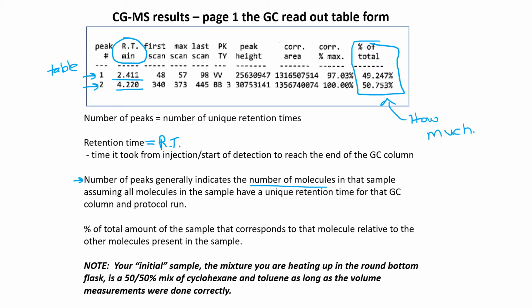So if I look at this, I've got 49.247% of whatever this molecule is that has a retention time of 2.411 minutes. And then my second molecule in my sample has a retention time of 4.220 minutes, and that makes up almost 51%. So it makes up 50.753% of my sample. So if my initial sample was a 50-50 mix of cyclohexane and toluene, whatever I did here to try to purify, it really didn't purify it very much. It's still pretty much 50-50.